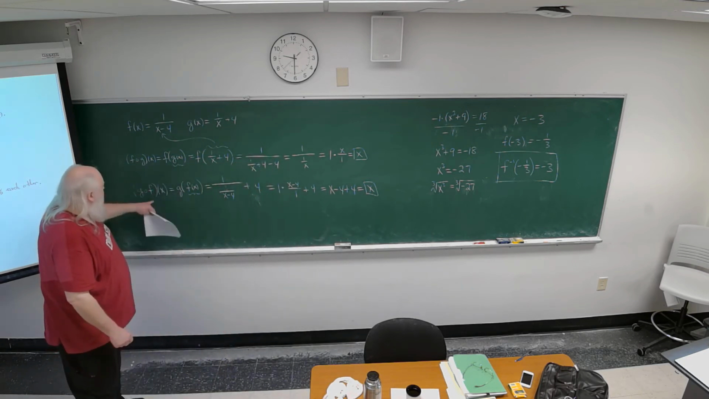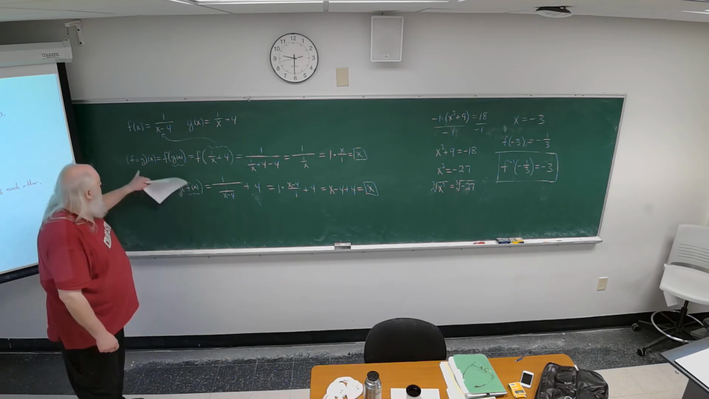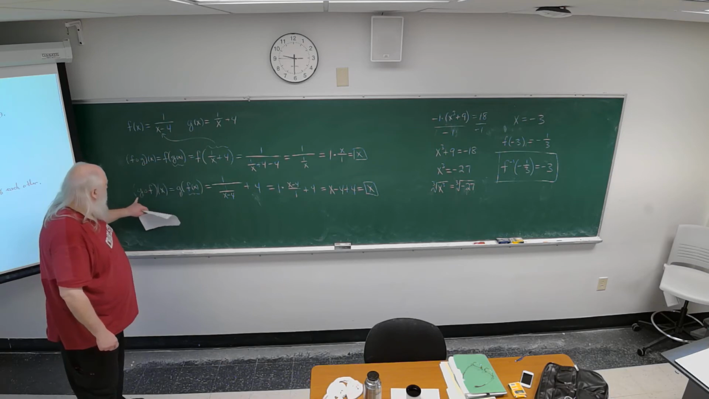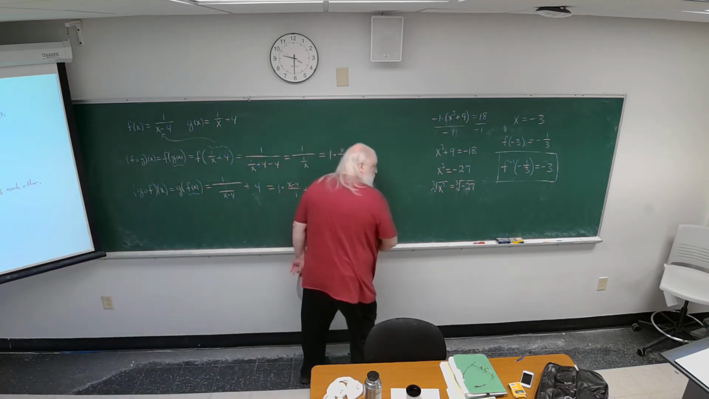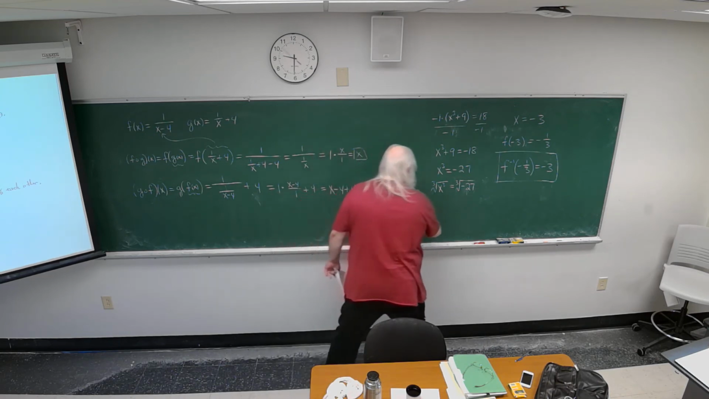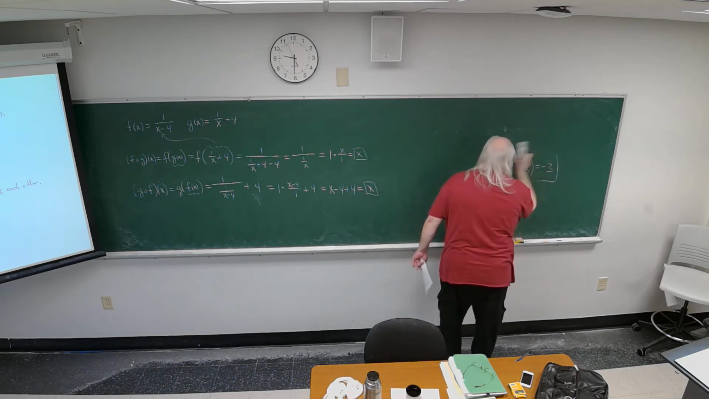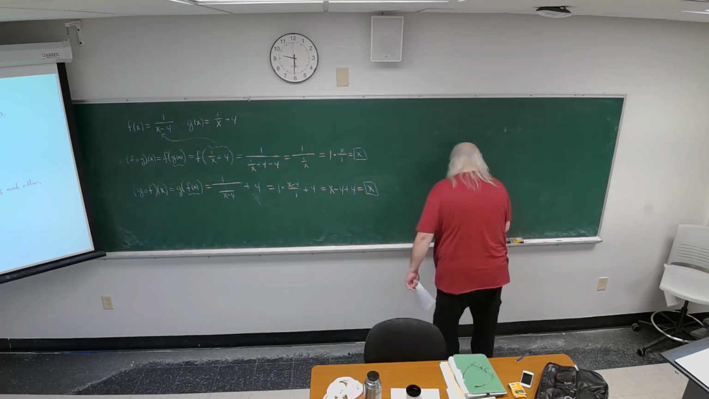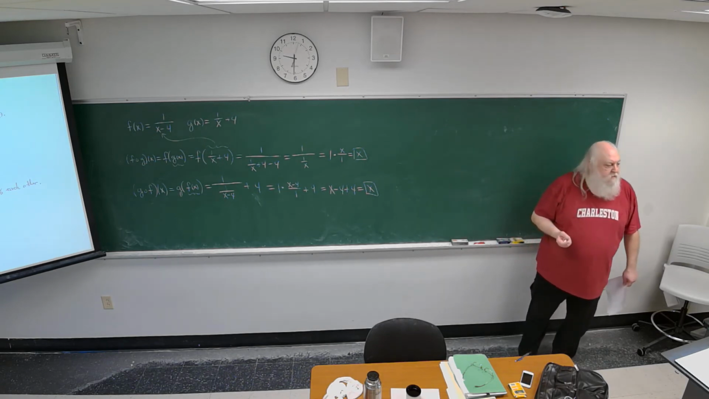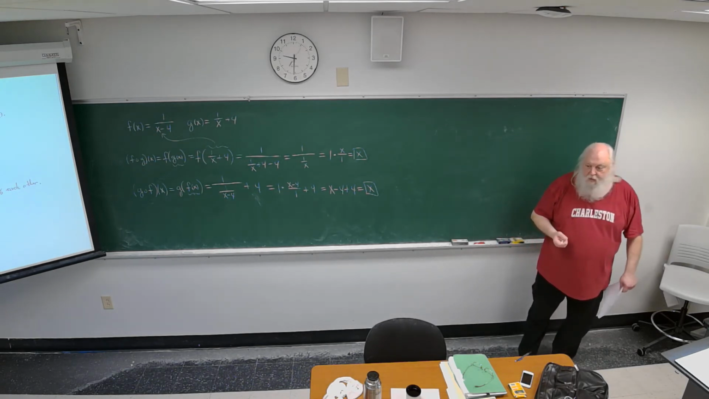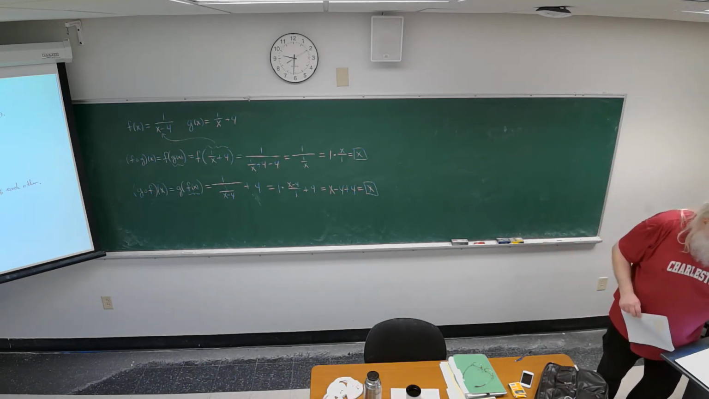So f and g are indeed inverse functions of each other, because the composite of f with g is equal to x, and the composite of g with f is equal to x. Any questions on that, ladies and gentlemen? All right, flip over to page 3.